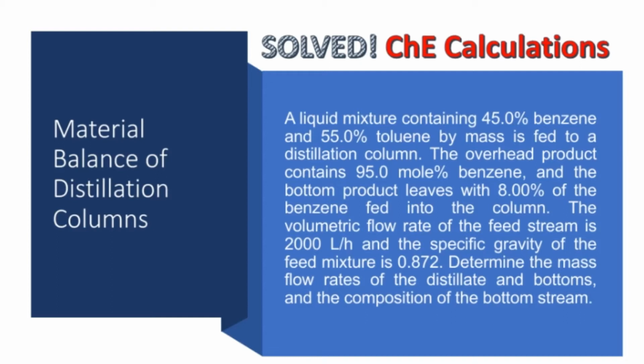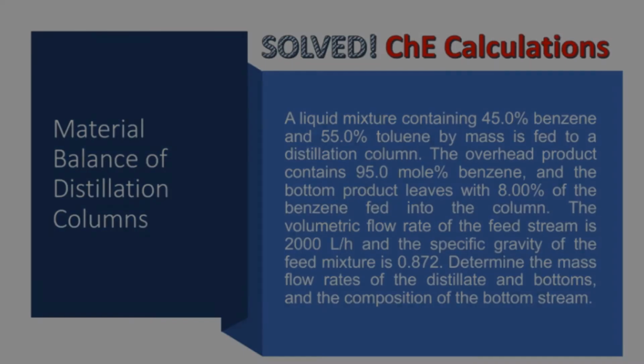Here's the problem statement. A liquid mixture containing 45% benzene and 55% toluene by mass is fed to a distillation column. The overhead or distillate product contains 95 mole percent benzene, and the bottom product leaves with 8% of the benzene fed into the column. The volumetric flow rate of the feed stream is 2000 liters per hour, and the specific gravity of the feed mixture is 0.872. Determine the mass flow rates of the distillates and bottoms and the composition of the bottom stream. Let's go ahead and solve this problem.